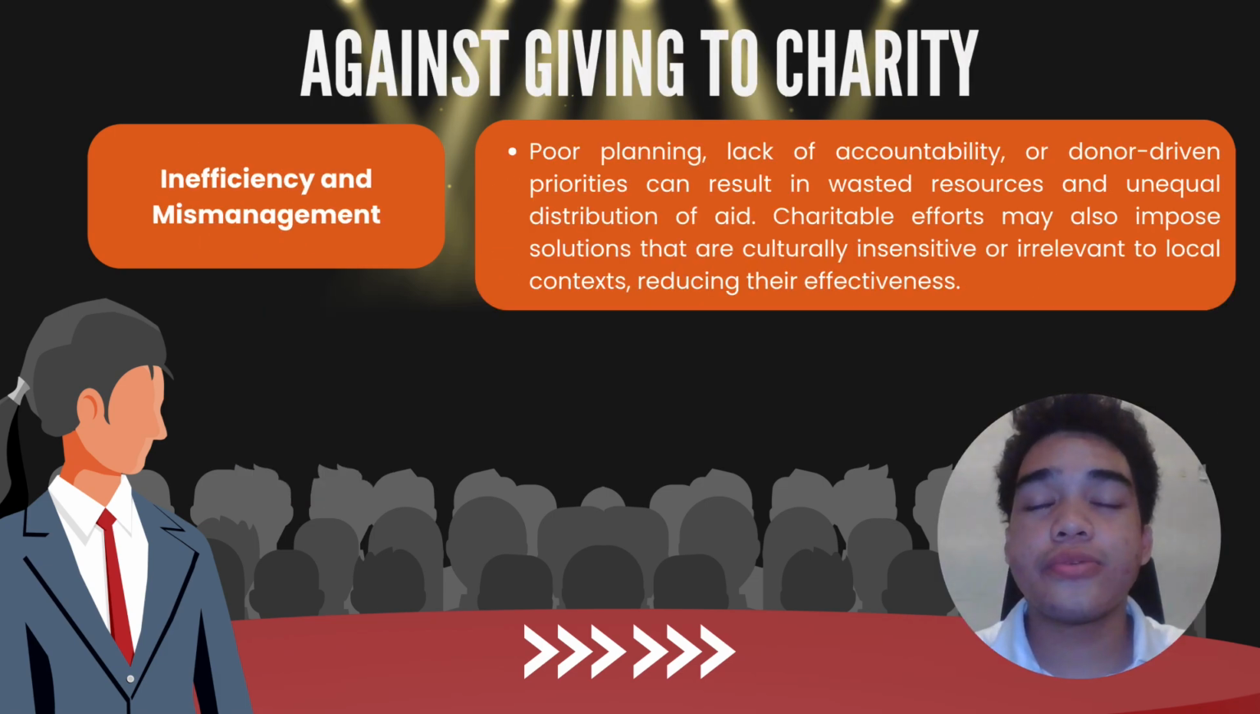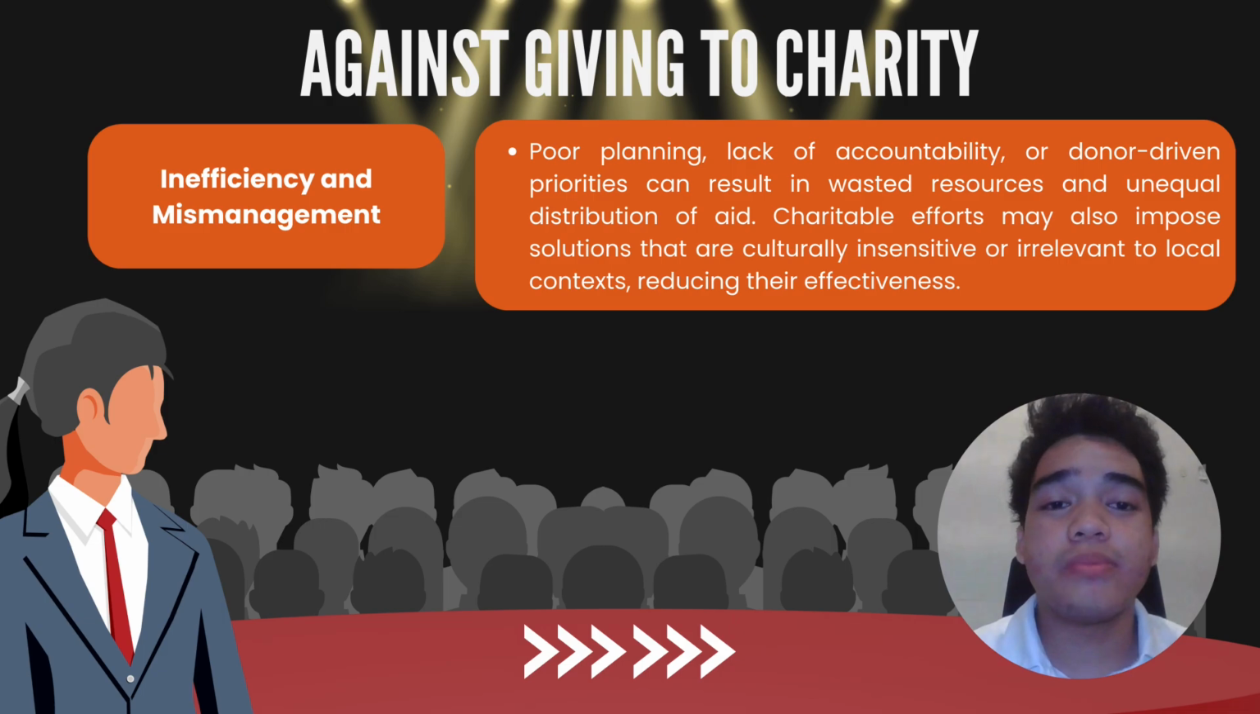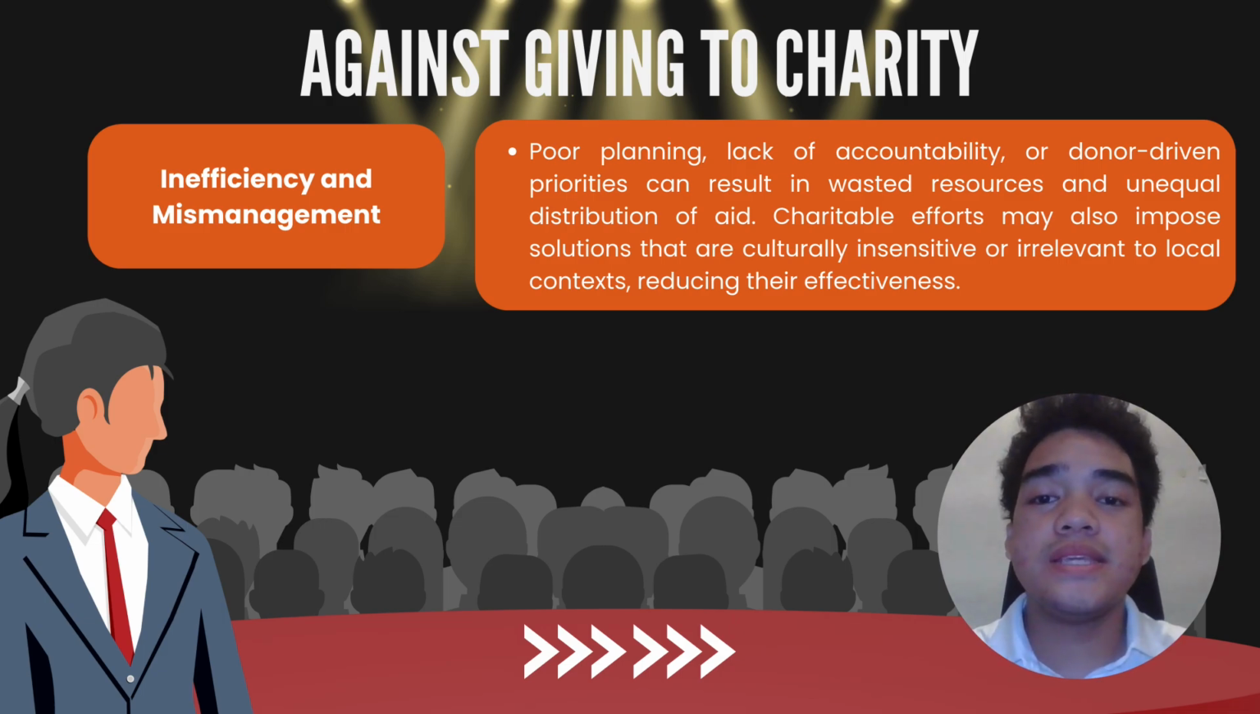So here we have the arguments against charity. So first, we have inefficiency and mismanagement. Charities can sometimes suffer from inefficiency due to poor planning, lack of accountability, or donor-driven priorities that overlook real needs. This can lead to wasted resources, unequal aid distribution, or solutions that fail to consider cultural relevance, making them ineffective. Mismanagement can also mean that funds meant to help people are used for administrative costs, undermining the charity's purpose and reducing its impact on the ground.